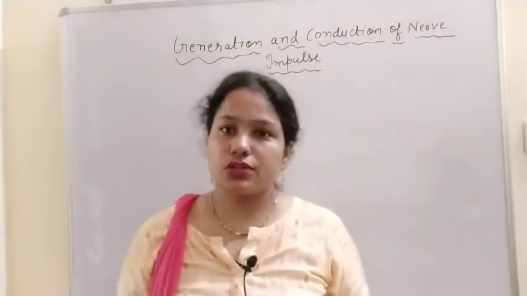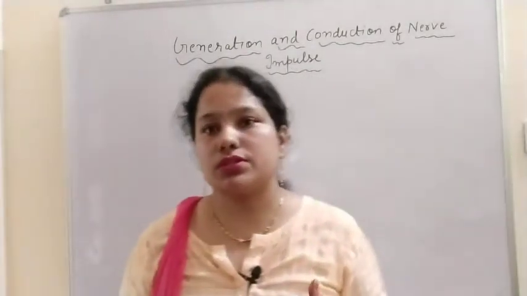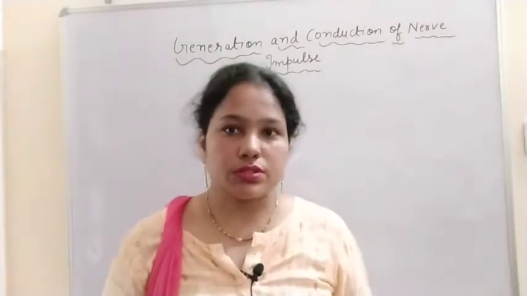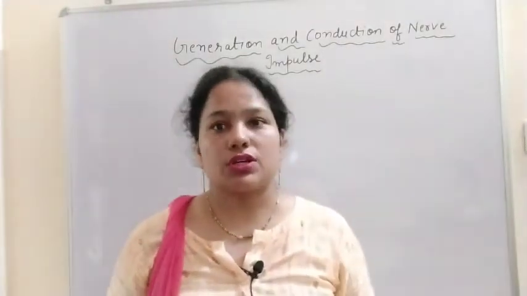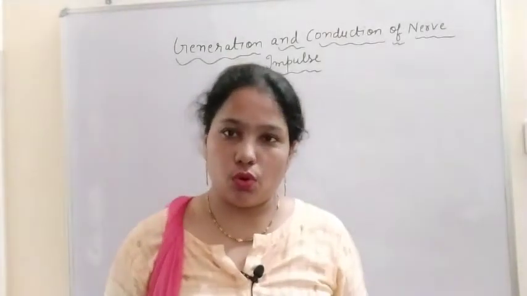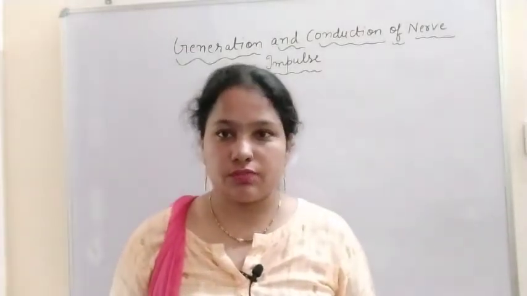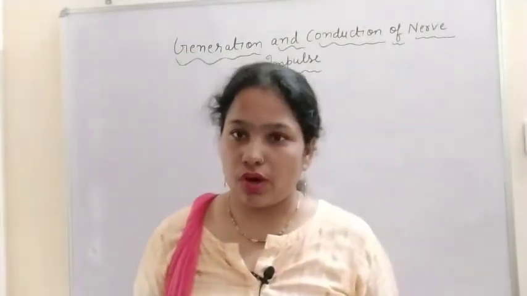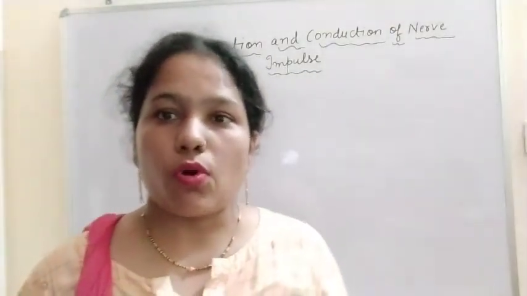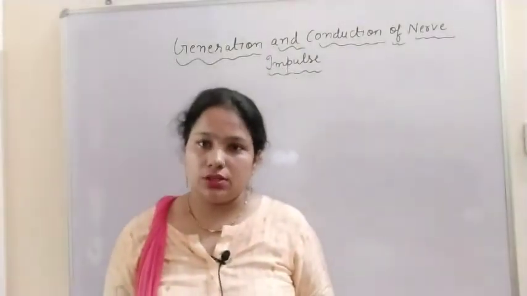By understanding this topic, you can understand how our nervous system is working, how our brain is working, because the structural and functional unit of our nervous system is the neuron. These neurons are excitable cells, the longest cells of our body, and they transfer the message from one part to another part of our body.